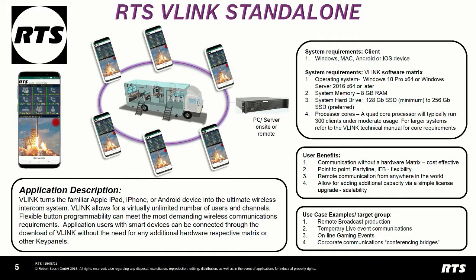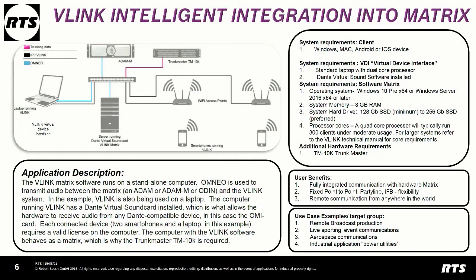Then the next application for this is what is called integrated. With the integrated solution, the Vlink system can be tied to your traditional hardware intercom using our trunking technology. So alpha lists within the Vlink system can be used in the hardware matrix and vice versa. So you can use PLs, IFBs, point-to-points from either system seamlessly. They look to the user as one large intercom. The Vlink system trunks the same as any of our traditional hardware matrices, whether that be the Odin, Atom, Atom-M, and so on, and it's just an extension of your intercom system.